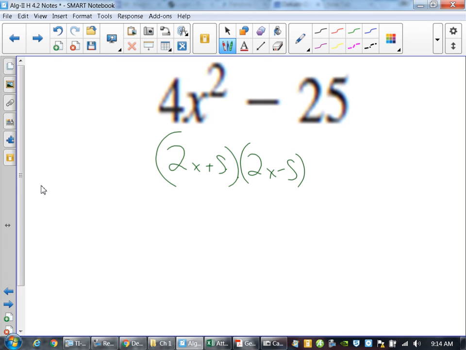Is it possible you have a trinomial that's not factorable? Yeah. It's great. And I know which question you guys are going to have on your homework right off the bat.